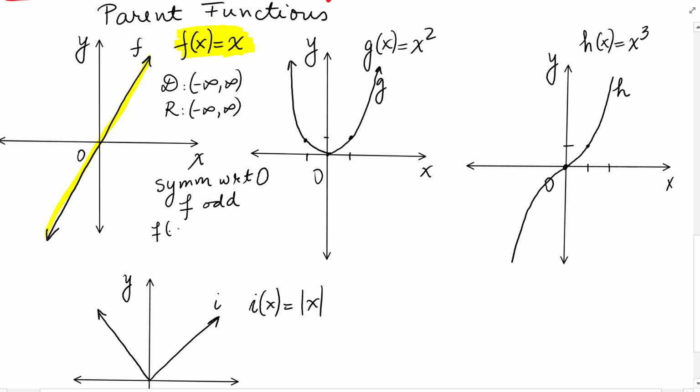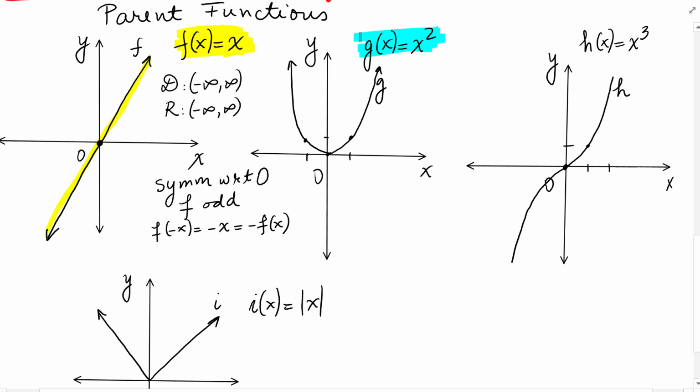And if I calculate f of -x, I notice I get -x, which is negative f of x. So we can do that analytically as well to prove that this is an odd function. From what we've learned last time, I can also say that the x-intercept and y-intercept are at the origin, and that's pretty much it. Now let's take a look at the next one.